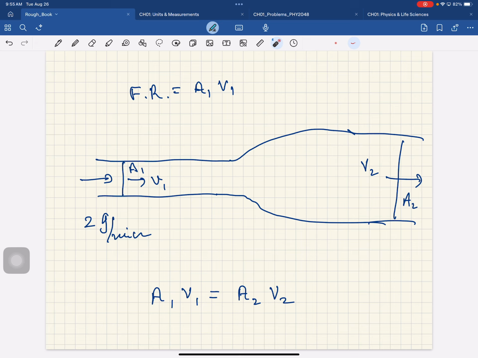You'll see in a second why we're talking about this. What is A2? Is A2 bigger than A1? Yes. So what is V2 compared to V1? Velocity? Yeah, V2 is smaller. Well, why do we talk about this? So here, let's go back to our slides.